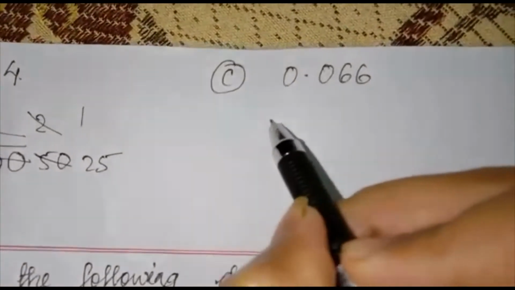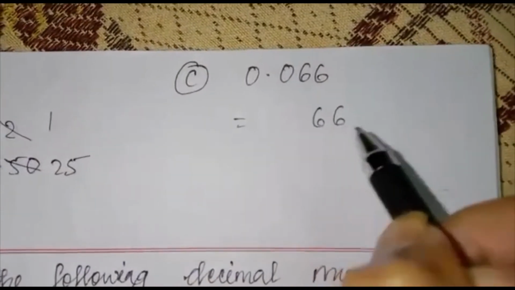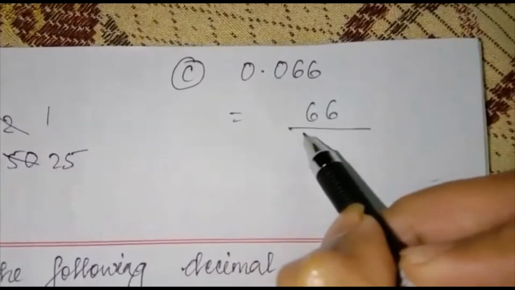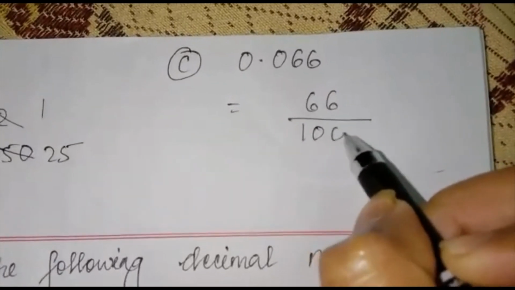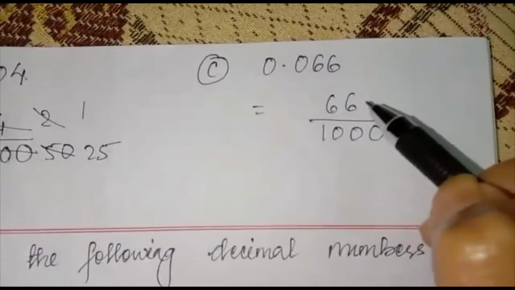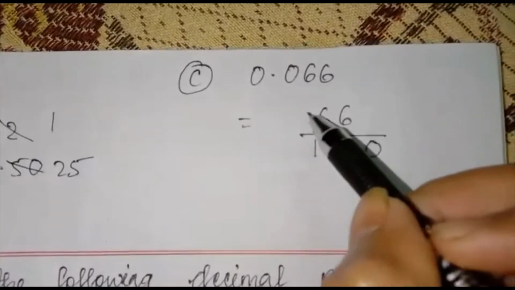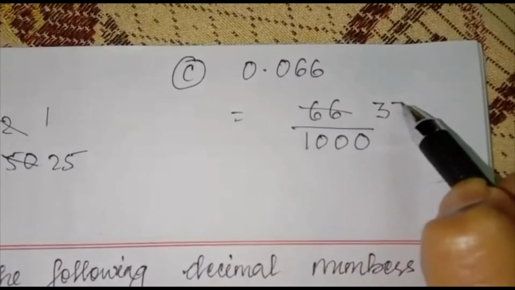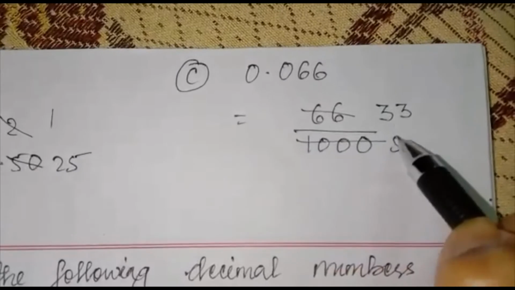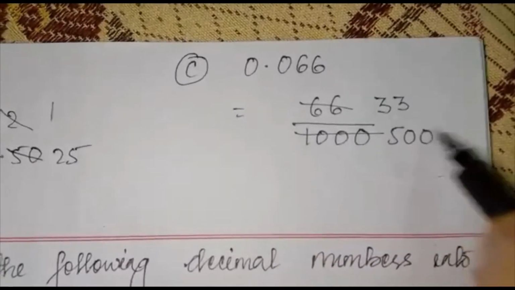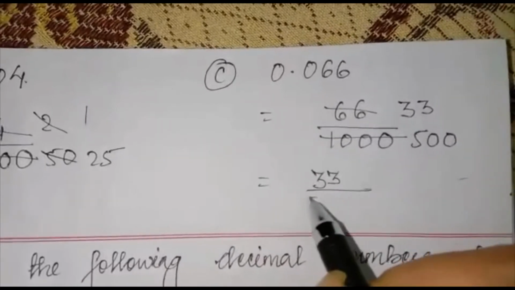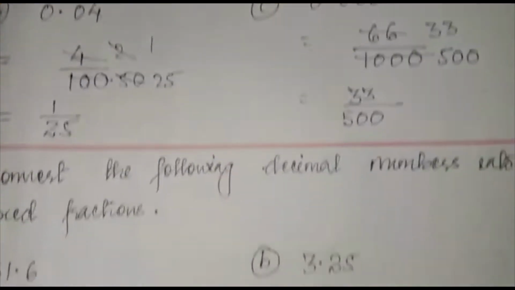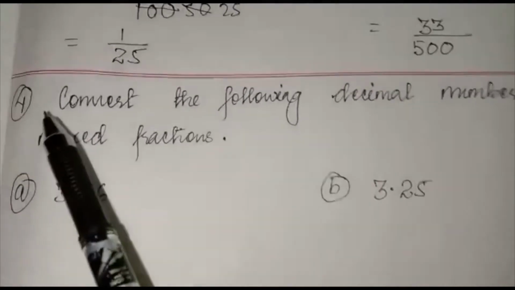Next is question number C. Write the number divided by, in place of the decimal 1. Now after the decimal 1, 2, 3. So 1, 2, 3. Now cancel. Both are even numbers. Cancel with 2. 2 3s are 6. 2 3s are 6. 2 5s are 10, 0, 0. So the answer is 33 by 500.